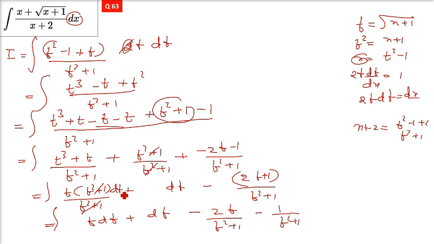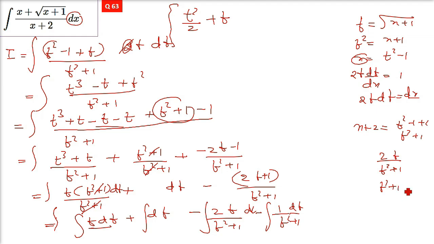So I'm separating this 2t plus 1 term into 2t by (t square plus 1) minus 1 by (t square plus 1). So this will be direct t dt integration. The integration of t dt is t square by 2. dt will be t. These both we got. How about this 2t by (t square plus 1)?